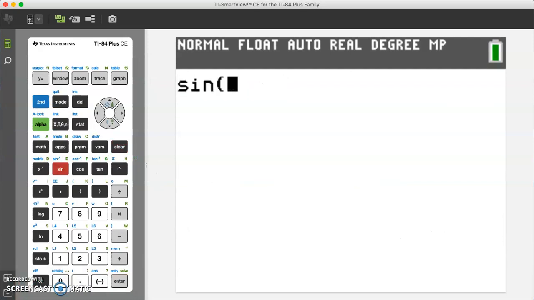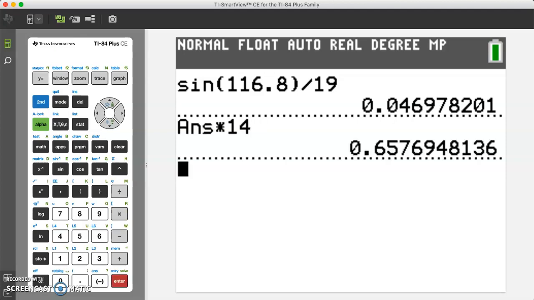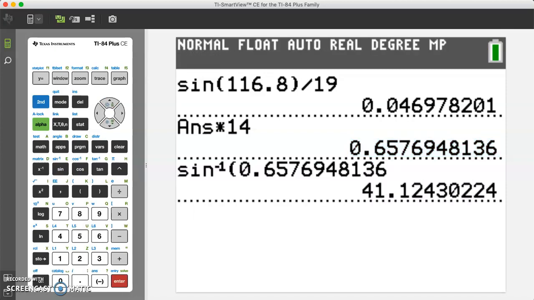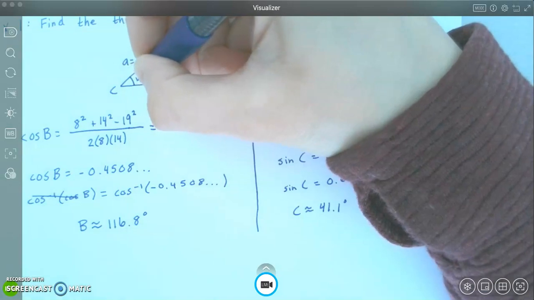All right, so we have sine 116.8. I could have actually just copied that exact value, but I just deleted it. It will be close enough though. So I'm going to divide that by 19. Then I'm going to multiply that by 14. Right, and I get sine of C is equal to 0.6576 and so on. So I need to know angle C, so I'm going to do sine inverse of this entire value. So for angle C, we get approximately 41.1 degrees. All right, so now I have found this angle right here, which is 41.1 degrees.